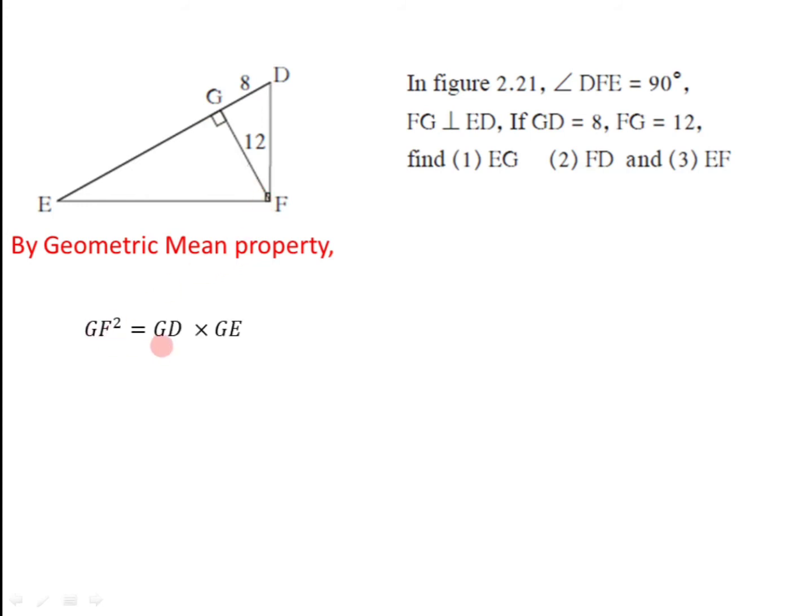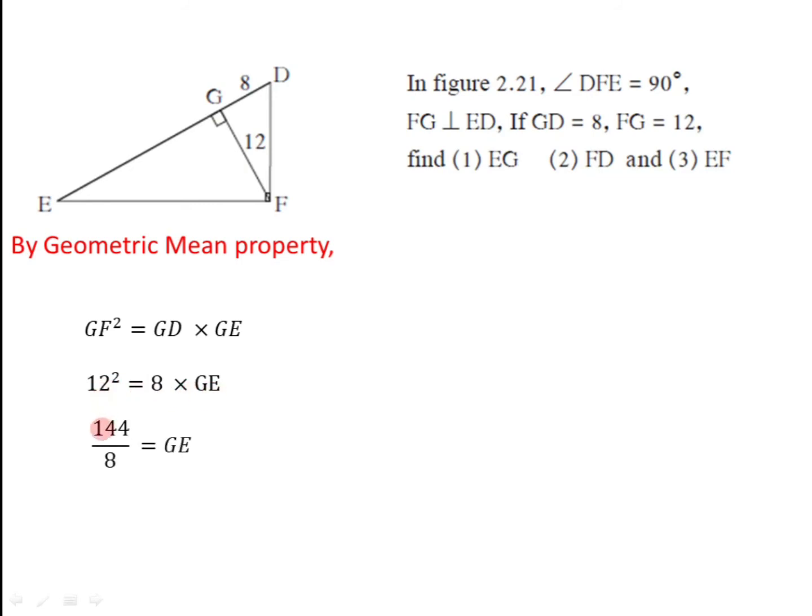That's why GF square is equal to GD into GE, because by drawing this perpendicular, the hypotenuse is divided into these two smaller segments. So GF is the geometric mean of GD and GE. That's why we have written here GF square is equal to GD into GE. GF is given, that's 12. So 12 square is equal to GD, which is also given, that's 8, into GE.